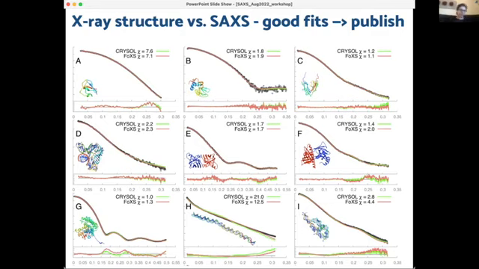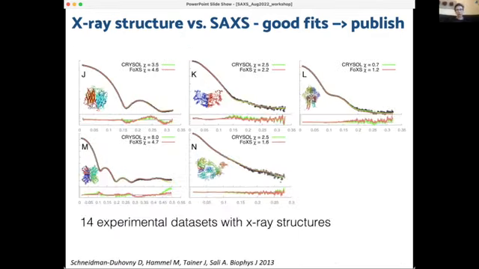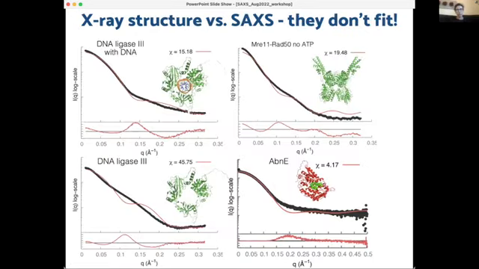We gathered a data set of several structures and experimental data sets, and they all fit well, and we published FoXS, and it's been in use for around 10 years already. But that's all great, but the reality is slightly different. When you measure your data set and then you come and fit your structure, quite often you will see that they don't fit at all.